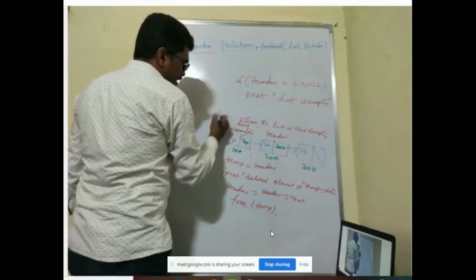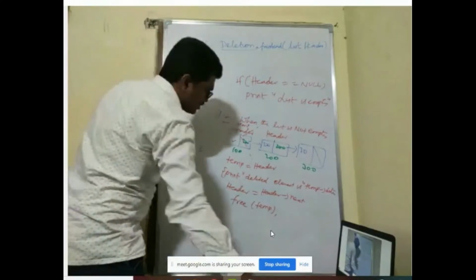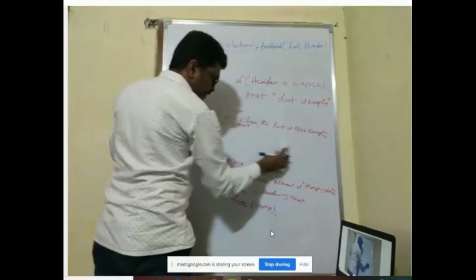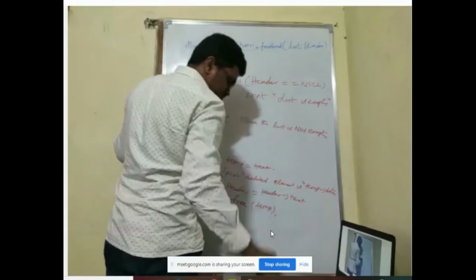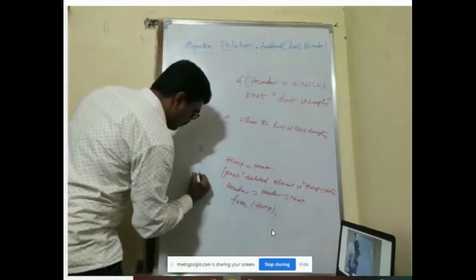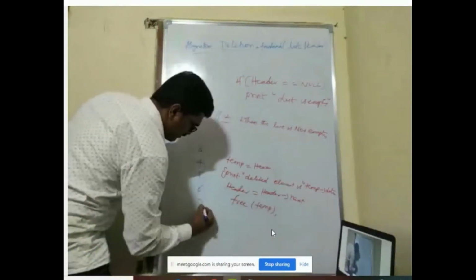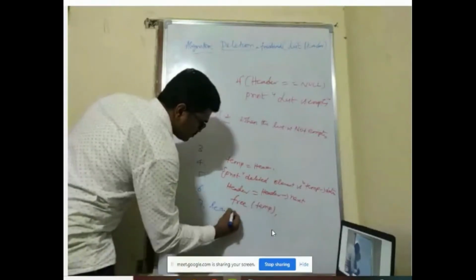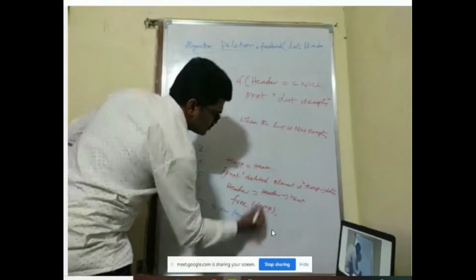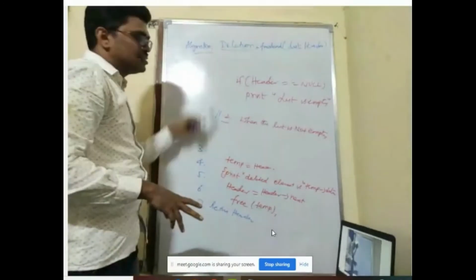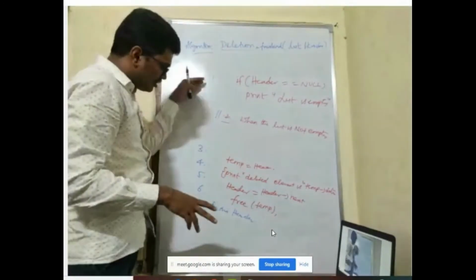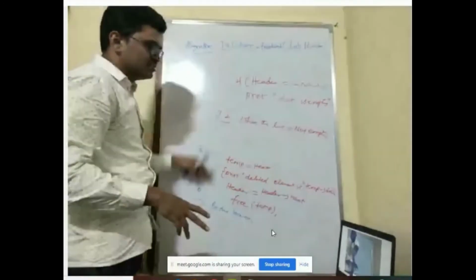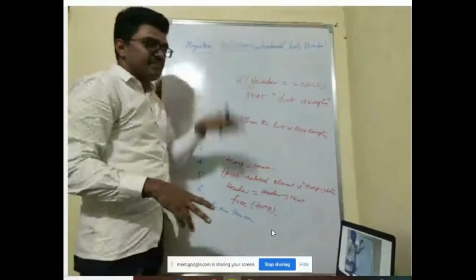This you can put in the comments. This is your third step. The diagrammatic representation will be removed. So this is my third step, then 4, 5, 6, and 7. I can return header. Return header. Is that right? So these are the steps we need to follow in order to delete at the front end.